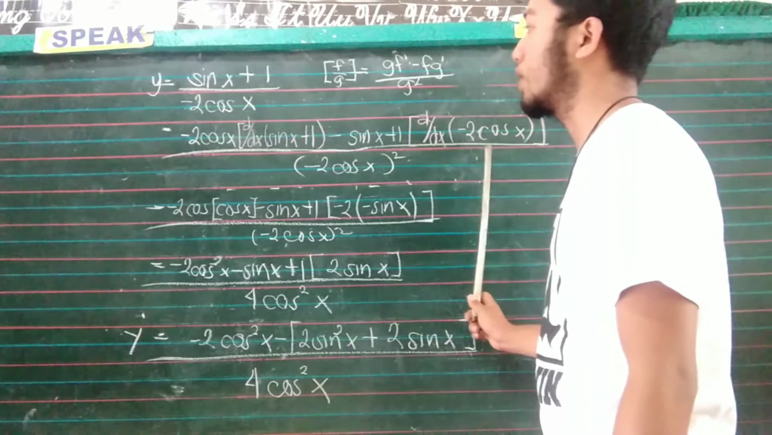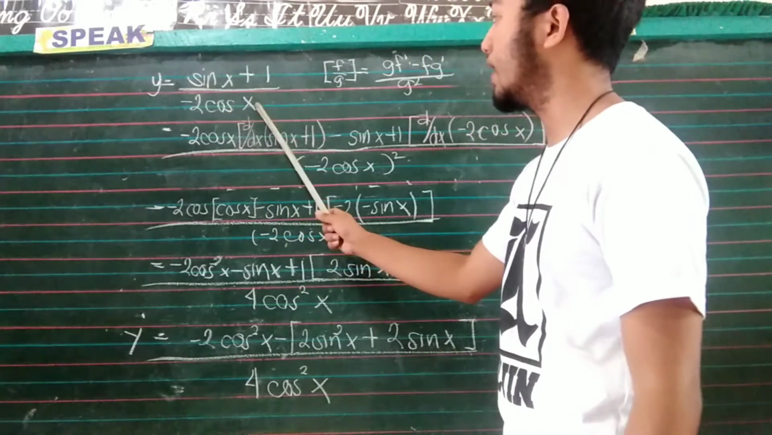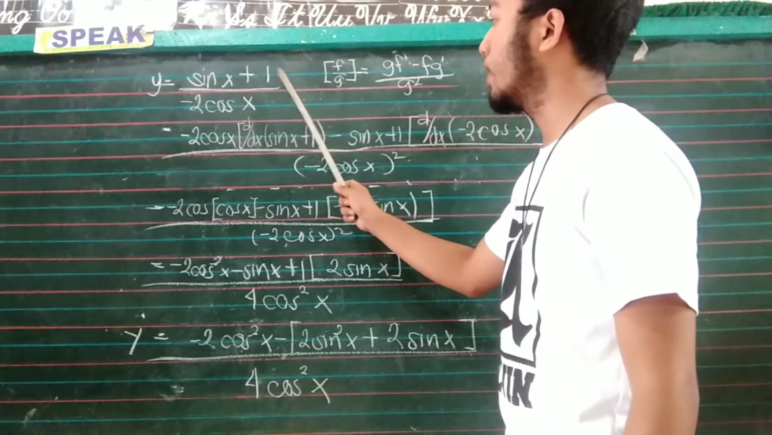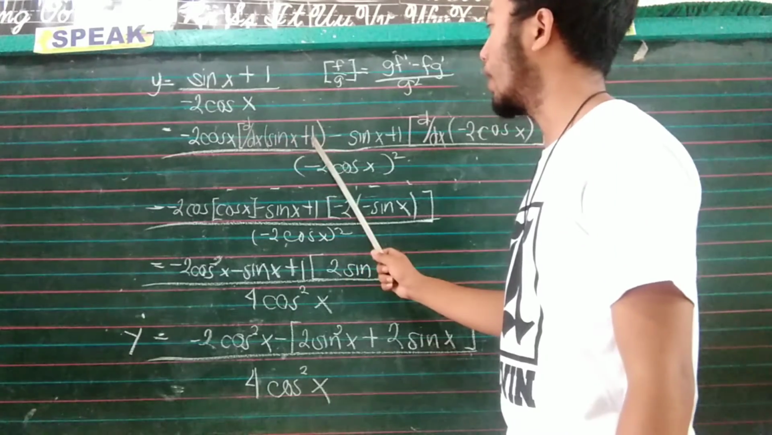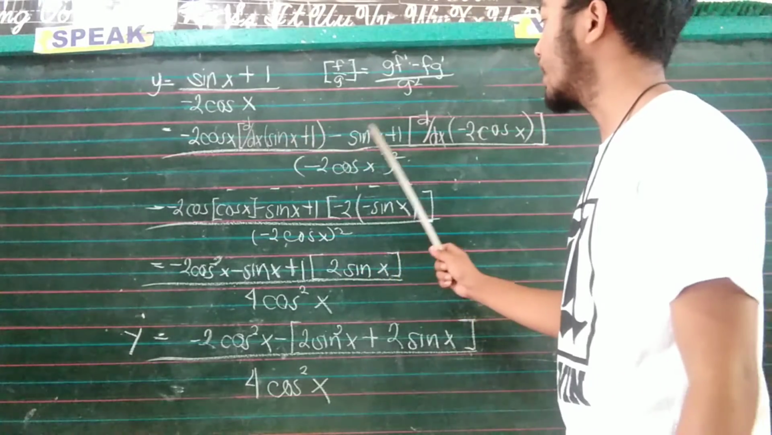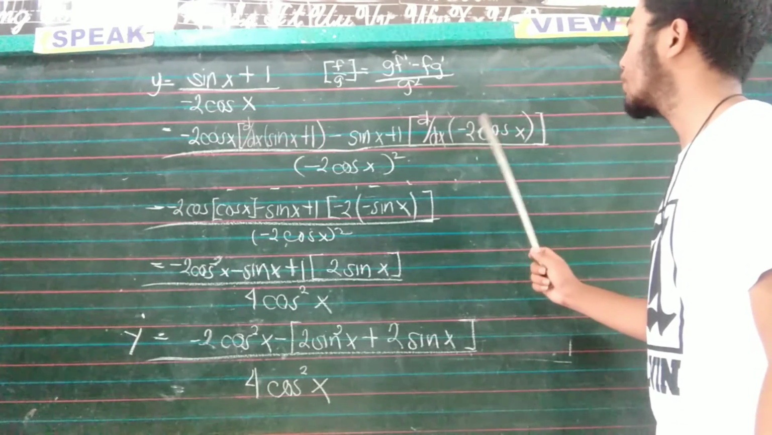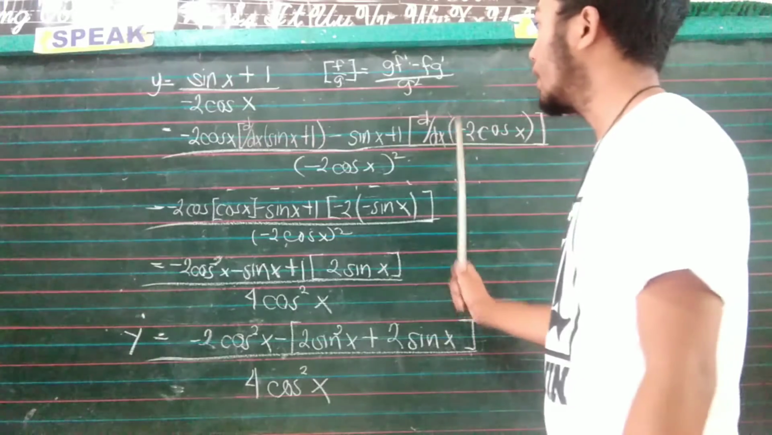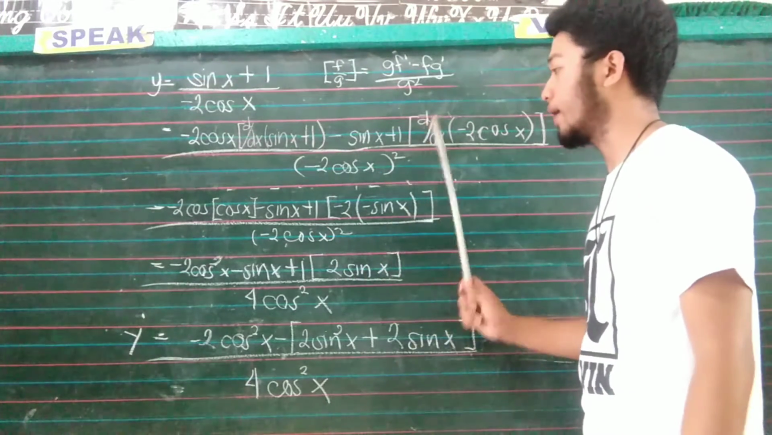By using the quotient rule for this equation, we arrive at this answer. We have here negative cosine x, which is the value of g, and this is the value of f, times the derivative of sine x plus 1 minus sine x plus 1 times the derivative of negative 2 cosine x over the g squared, which is the negative 2 cosine x squared.